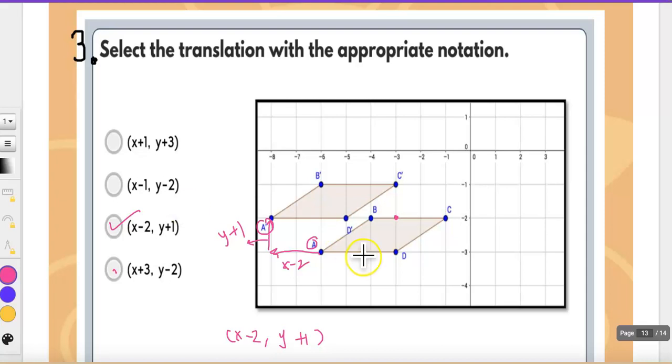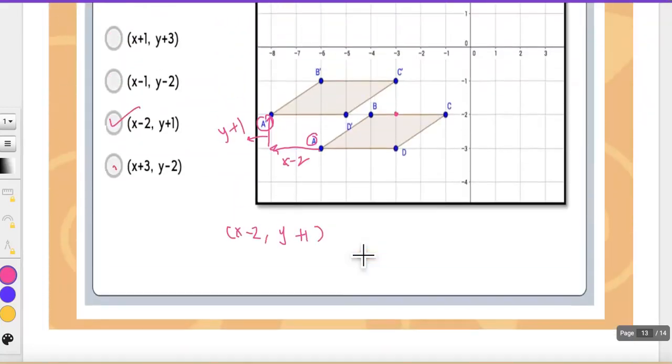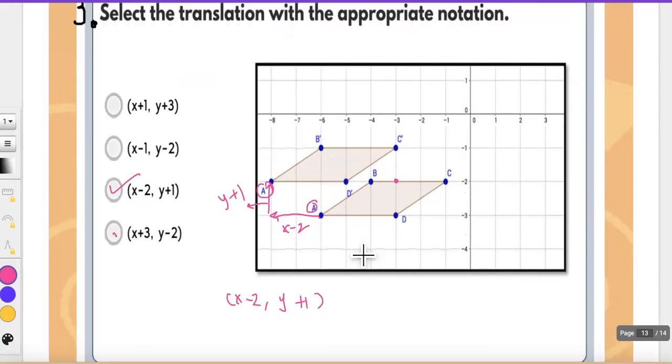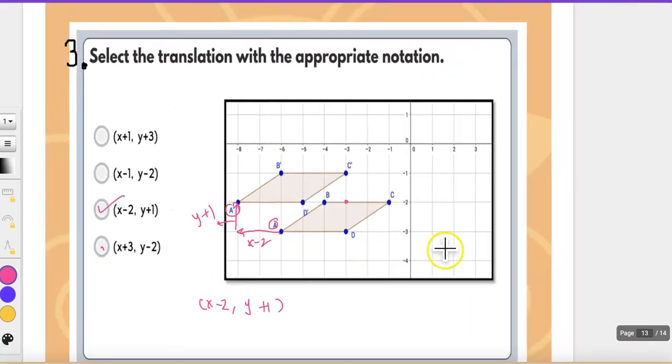I hope this helps you. Okay. And so this is the end of the session for reflection and translation. Please make sure when you are working on the worksheet, you go over this lesson again, these notes, and it will really help you. Thank you. Have a good day.